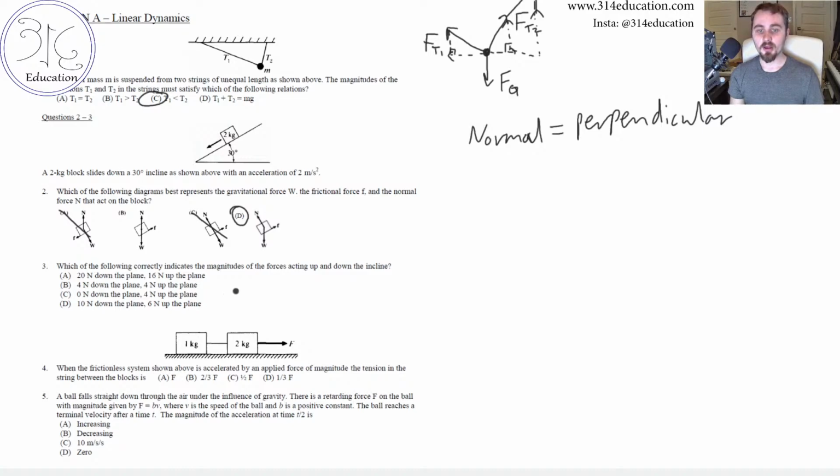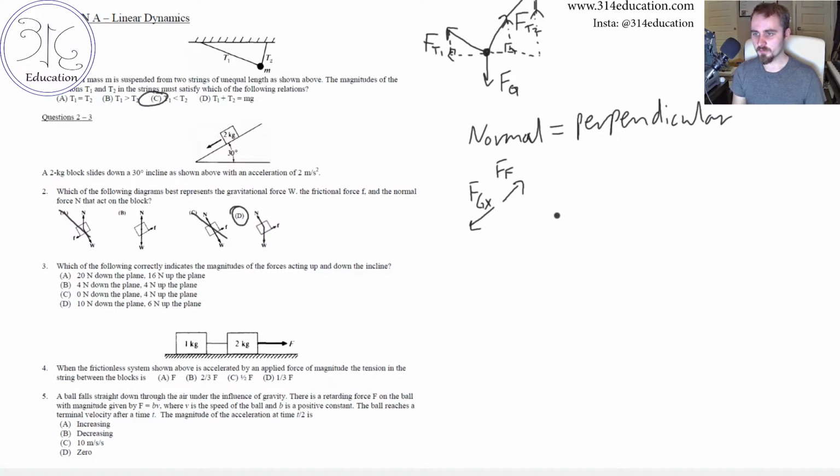And now we want to find out which of the following correctly indicates the magnitudes of the forces acting up and down the incline. So we expect we are moving down the incline with some force. This would be the x component of gravity driving us in this instance. Again, we'll discuss this more once we go into the FRQ section. For multiple choice, we want to focus on moving through these quickly. And then there's a friction force opposing us.